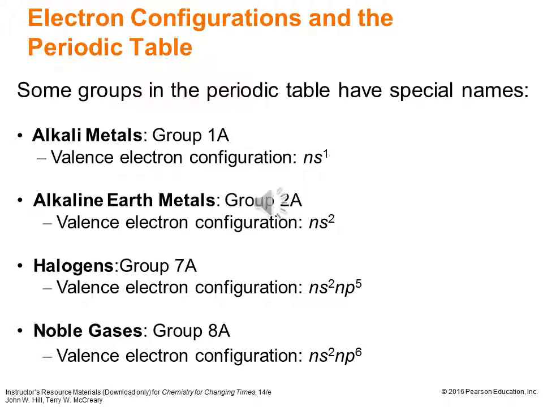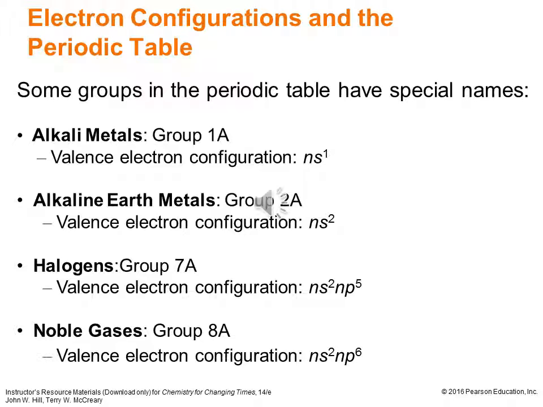The halogens, that group before the noble gases, that's group 7a or group 17, depending on the table you're looking at. And they all have the valence electron configuration ns2, np5. So our first halogen is fluorine, 2s2, 2p5. And then as we move to chlorine, 3s2, 3p5, and bromine, 4s2, 4p5, and iodine, 5s2, 5p5, so on and so forth down that family of halogens.